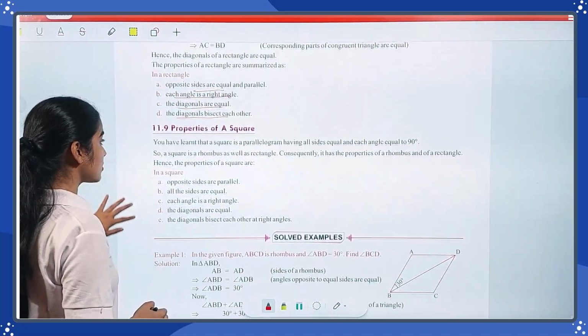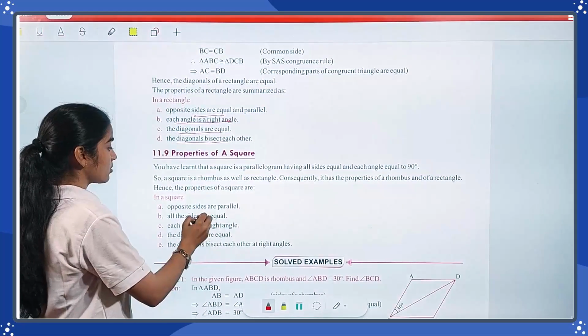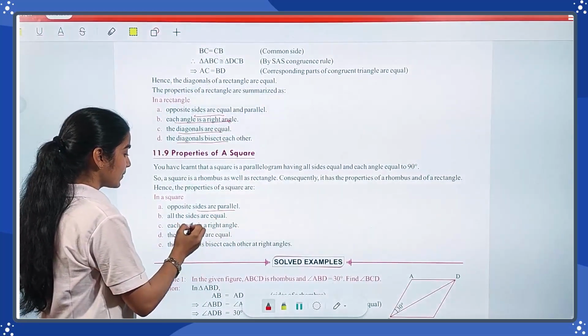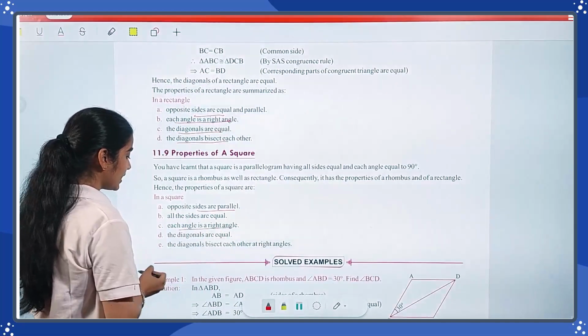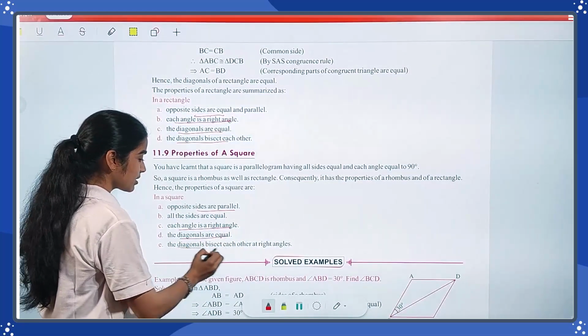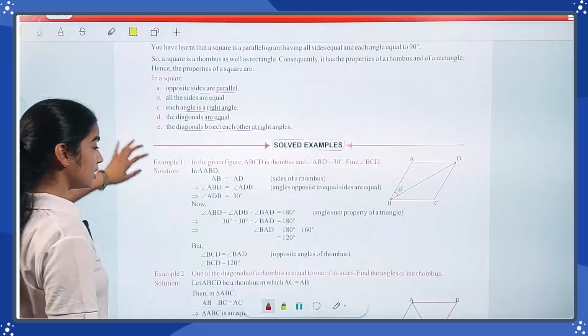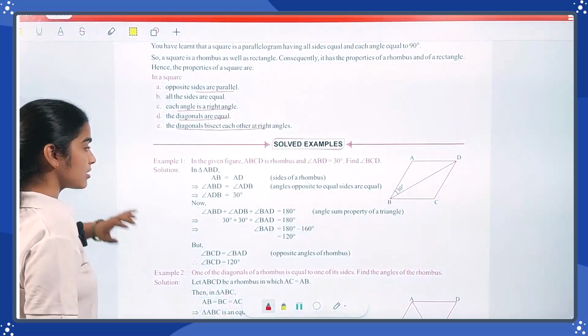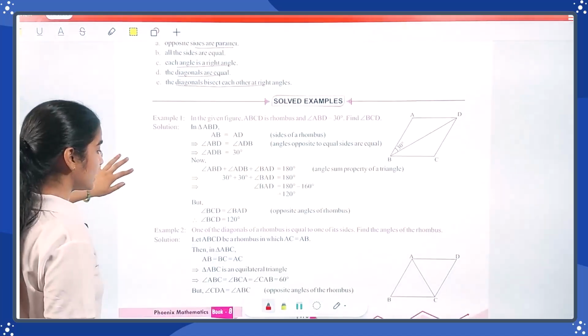Next we have properties of a square. In the properties also we have sides are equal and parallel, each angle is a right angle, the diagonals are equal, and diagonals bisect each other at right angles. Similarly, as we have diagonals bisecting in a rhombus at 90 degrees.